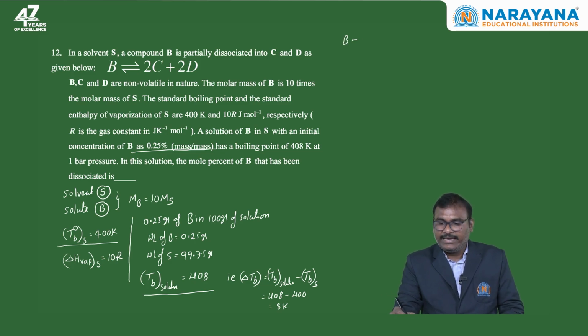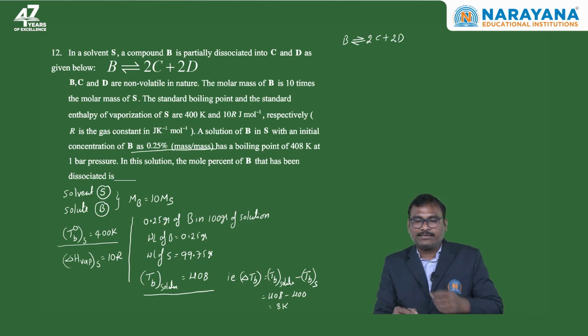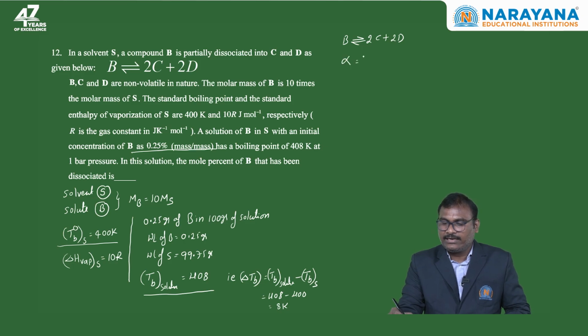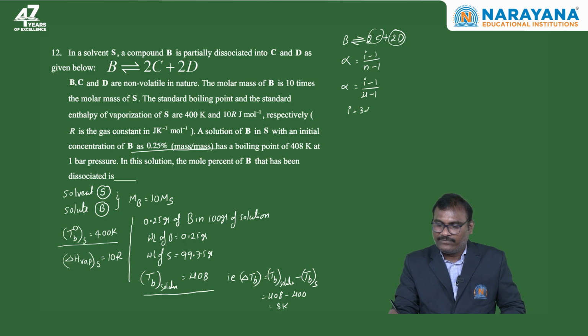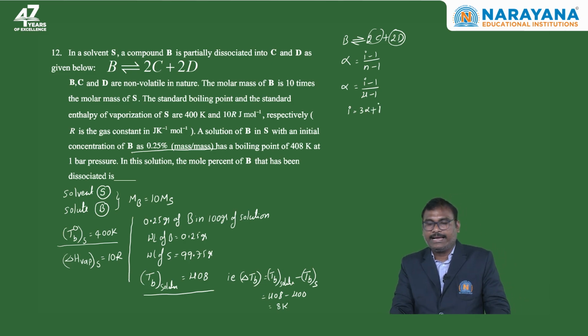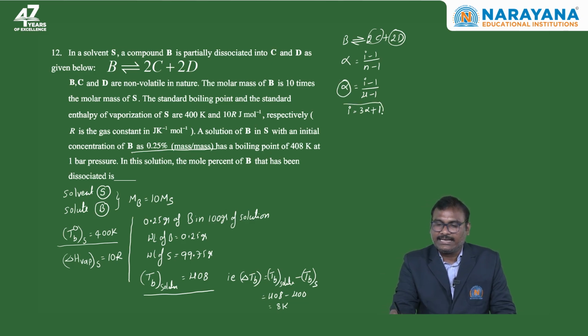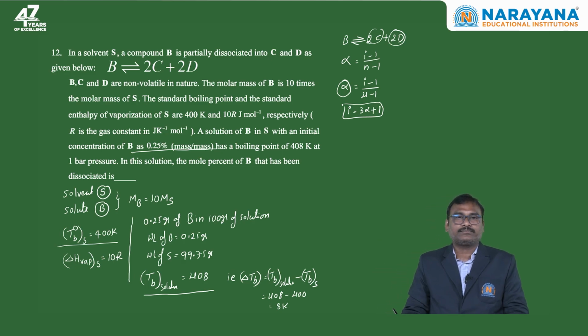Given that B gives rise to 2C plus 2D. For the dissociation concept, degree of dissociation alpha is equal to (i minus 1) by (n minus 1). The number of particles after dissociation is 4, so alpha is equal to (i minus 1) by (4 minus 1), that is by 3. So i is equal to 3 alpha plus 1. He is going to ask what is the percentage of dissociation. This is the data I can write from the given question.